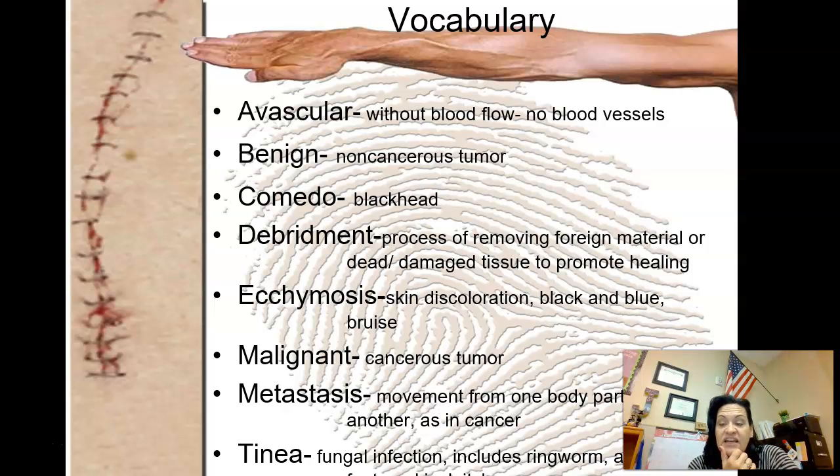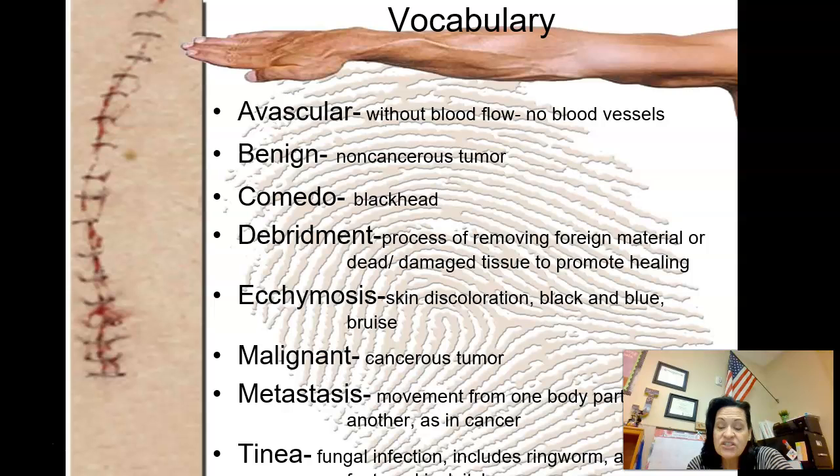Benign is a non-cancerous tumor. Comedo is a blackhead. So, you know, when you get a pore that gets clogged, just the blackhead part of it. Debridement is the process of removing foreign material or dead damaged tissue to promote healing. And then ecchymosis is skin discoloration or a black and blue bruise.